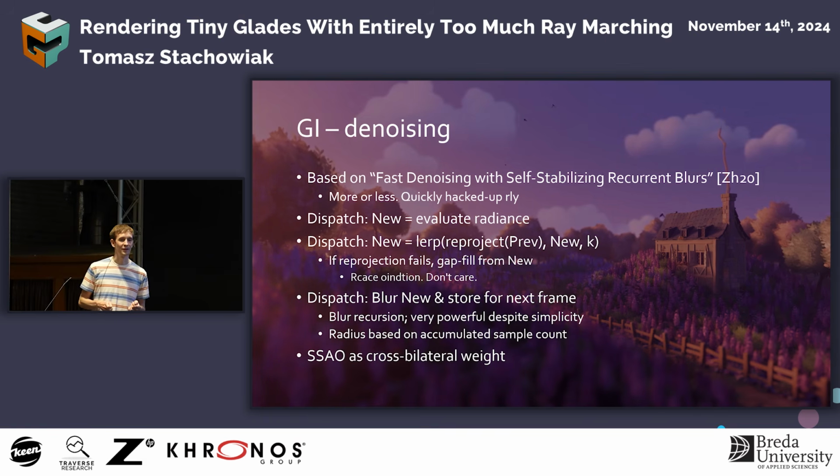In the first pass, we generate new ray trace data, new samples, new radiance, sorry. Then in the second pass, we combine this newly generated radiance with previously generated radiance in the reprojection pass. If the reprojection fails, we do a gap fill. If the gap fill fails, we actually embrace race conditions and sample from the same texture that we'll otherwise be outputting, and it doesn't really matter in this case.